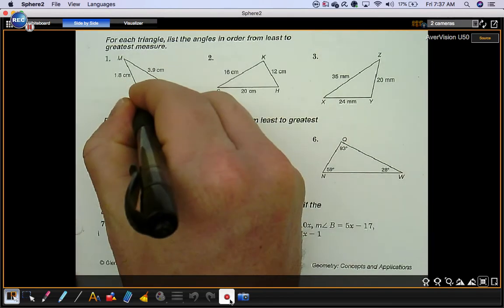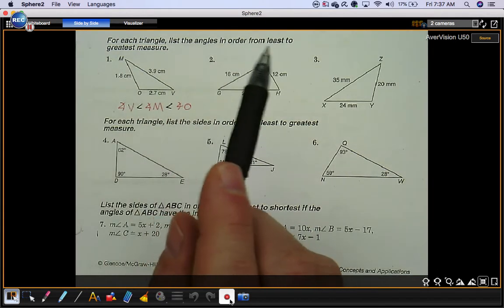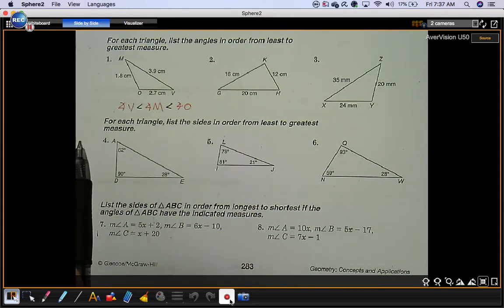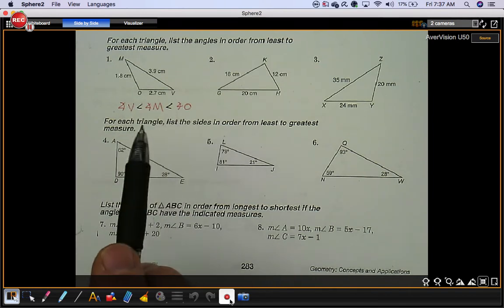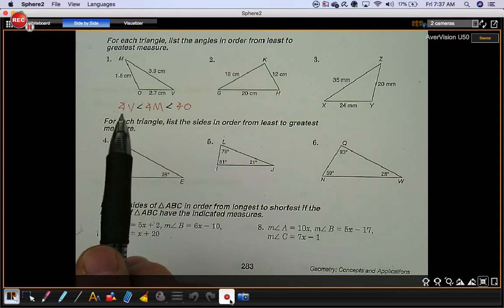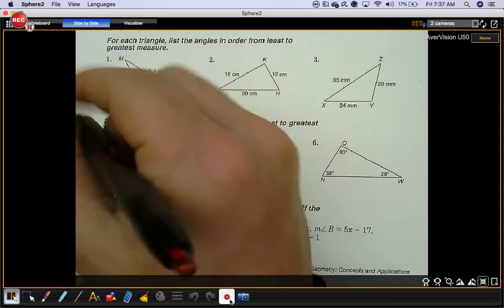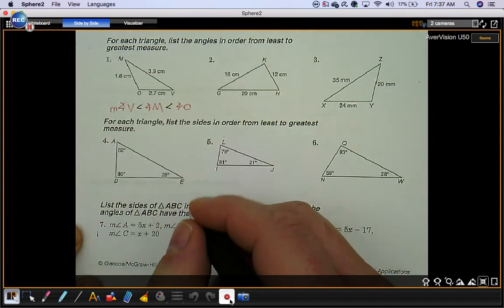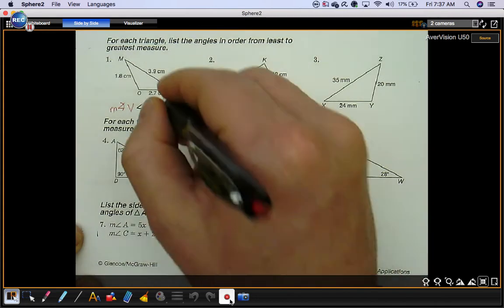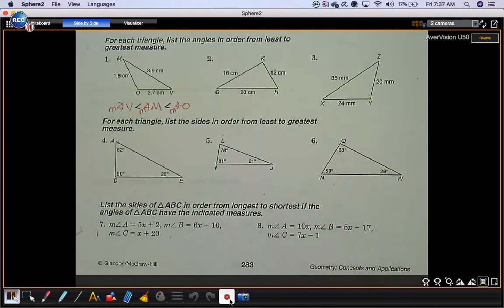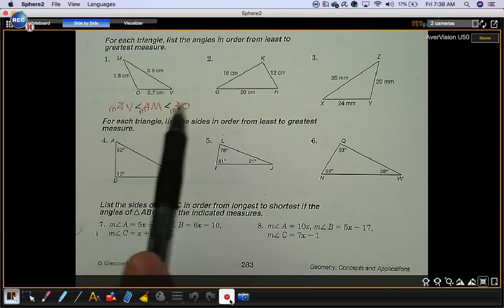We're going to use compound inequalities to show least to greatest. This is the smallest, this is the biggest, this is in the middle. This is how you read this. Angle O, its measure, we should probably have a measure there. Measure of angle V is less than the measure of angle M, and that's less than the measure of angle O, because these are numerical values. Even though we don't know them, we can put them in order.